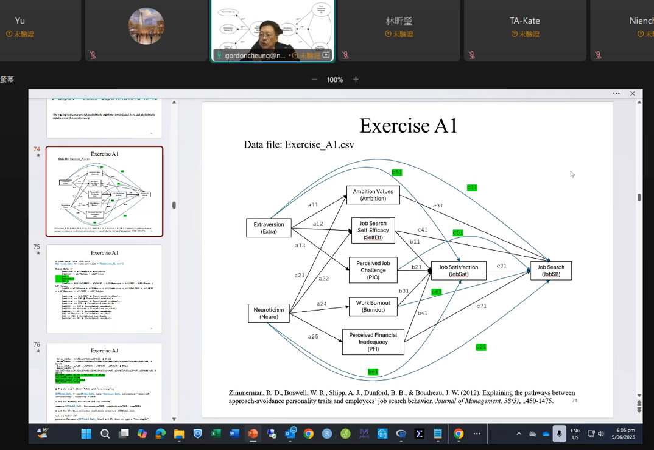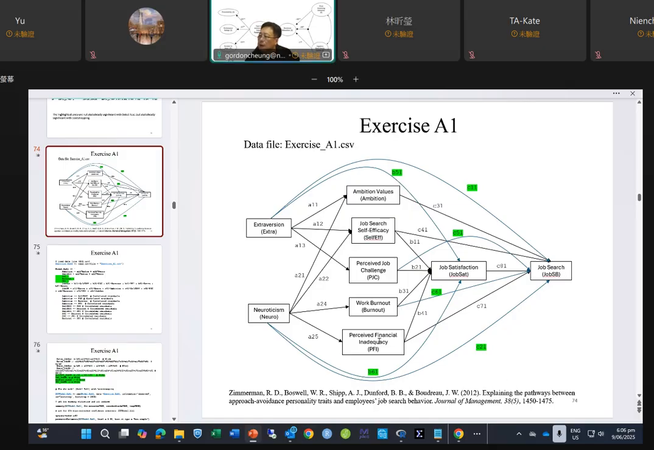I want to do the exercise before we take the break. This is a paper based on Zimmerman et al. in 2012 in the Journal of Management. It talks about personality, how it will affect a person's job satisfaction and job search behavior.